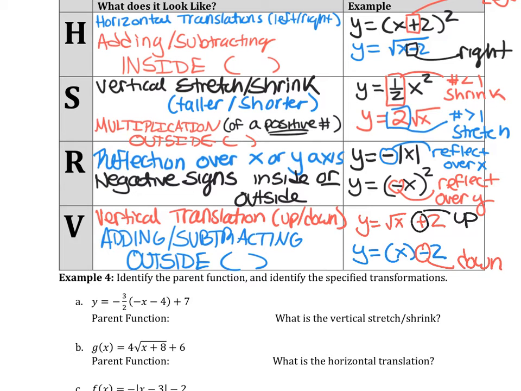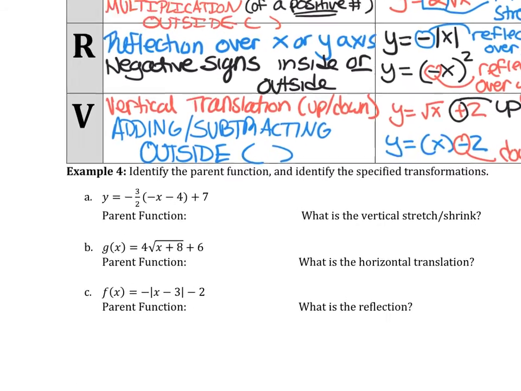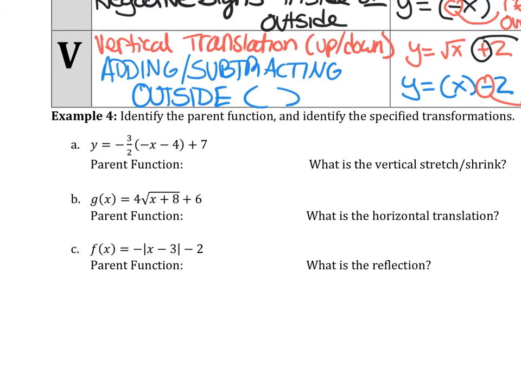Okay, so adding on the outside moves your function up. Subtracting on the outside moves your function down. Okay, so now that we have all of this stuff together, we again have to be able to pick out each of these individual transformations when there's a lot of stuff happening at once in an equation. So example 4, we're just going to focus on picking out one specific transformation at a time.